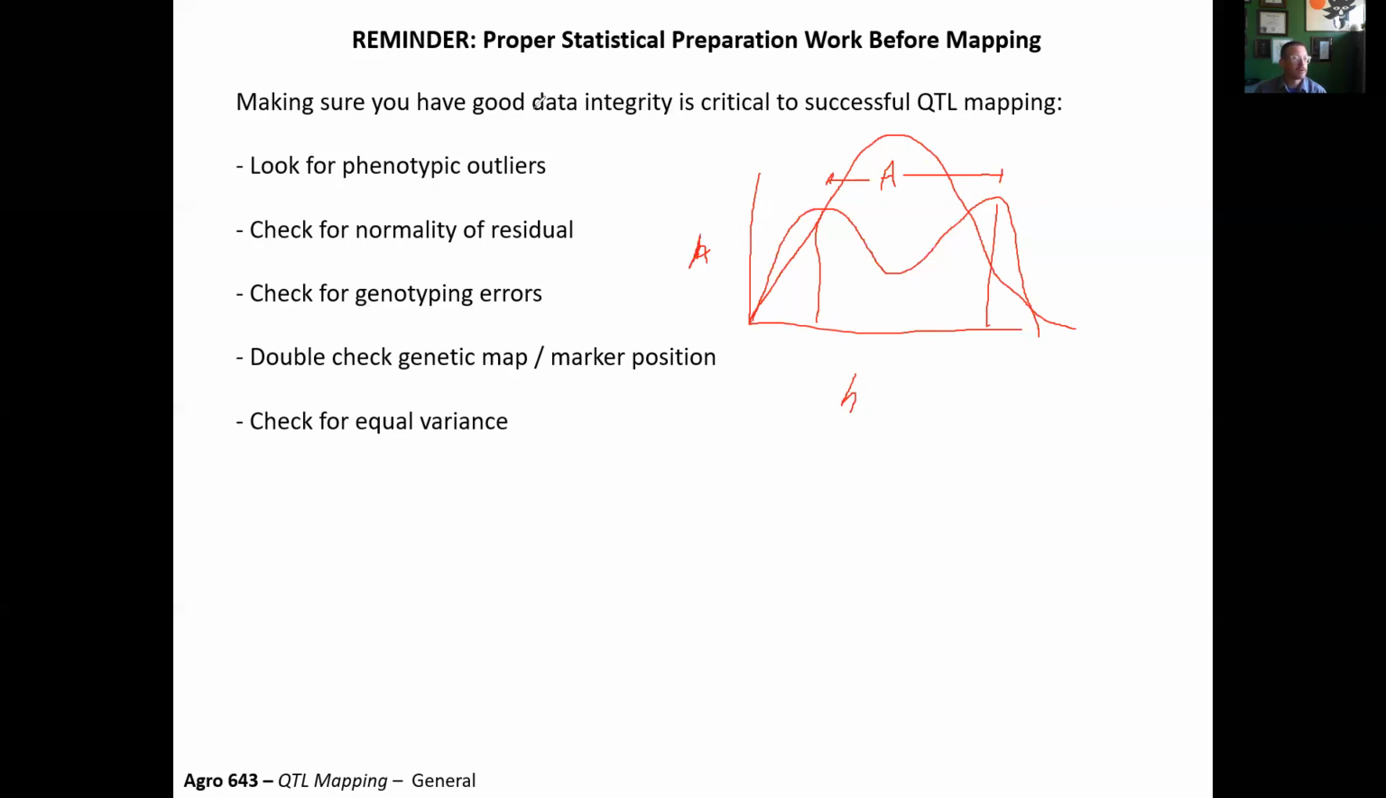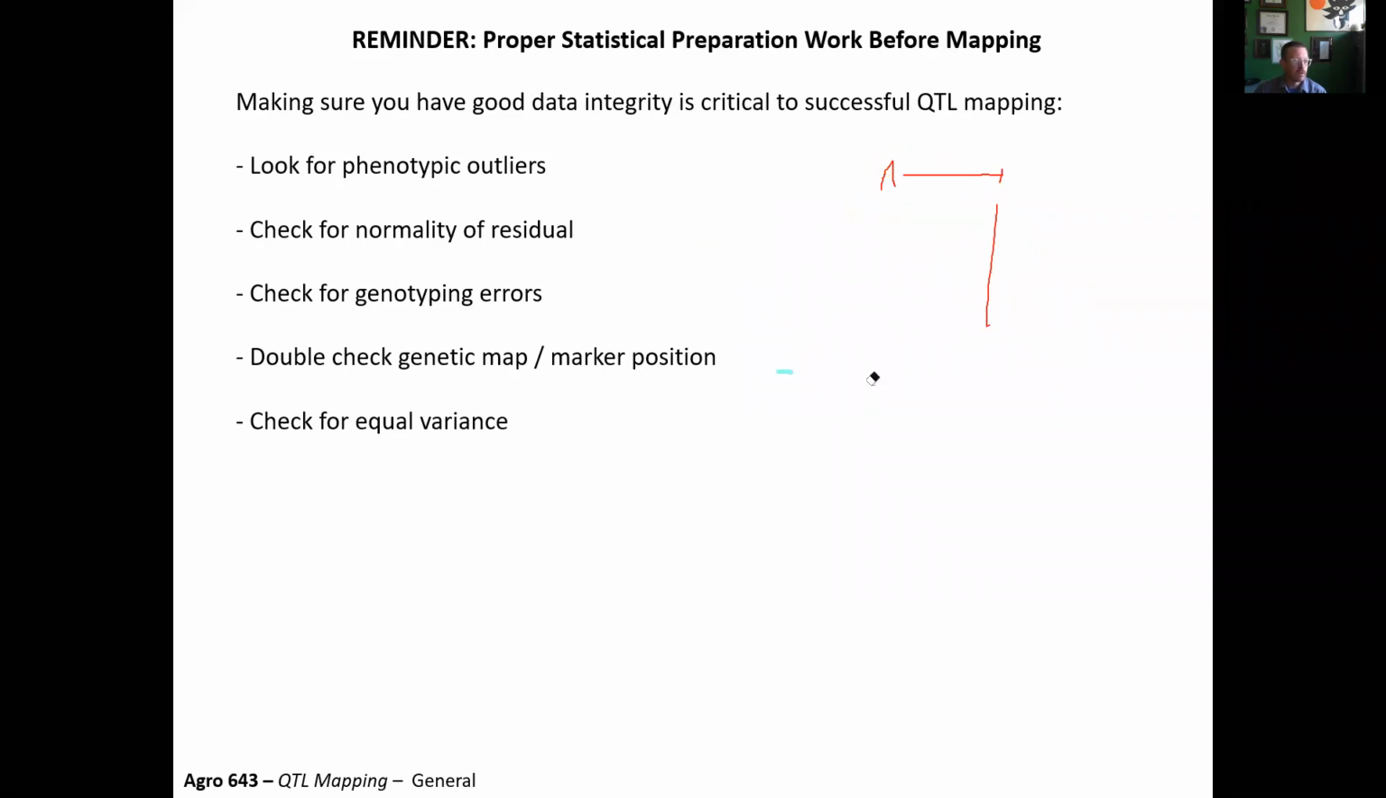Genotyping errors. Genotyping errors are extremely problematic for a number of reasons, but they will lead to many problems throughout analysis. You need a genetic map for linkage mapping, for QTL mapping, so you need to double check the genetic map is right. And genetic maps are an art. They are not a science, unfortunately. There is a reason that people have high expertise just at creating genetic maps. Now anybody can create a genetic map by putting it into some software, but understanding what makes a good genetic map or a bad genetic map is an art, and it's far beyond the scope of this presentation. And then check for equal variance.